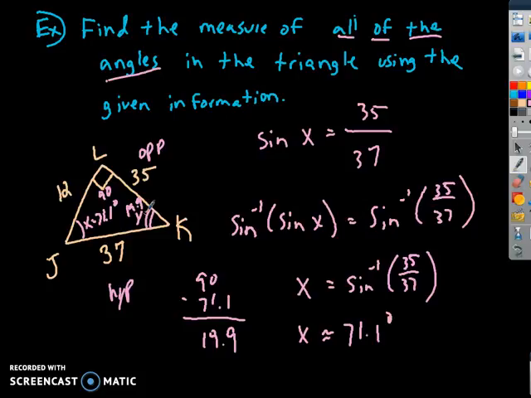So if you find all three angles, we can find missing sides of triangles. That's all I have. Good luck.